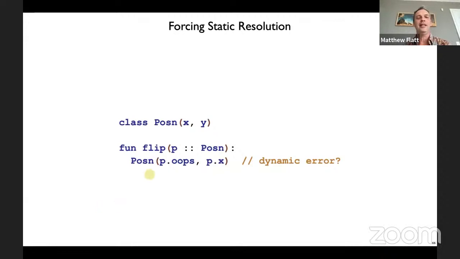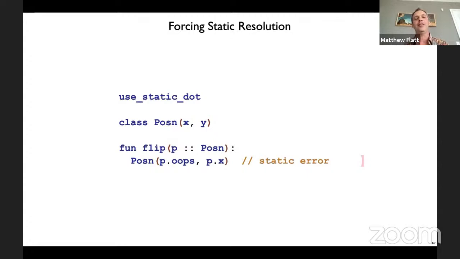So here, this is going to be a dynamic error, right? From the rule I just described. Even though I said P is a posin, I tried to get an oops. Well, there's not an oops in posin. Maybe there's a subclass of posin that has an oops. I don't know, but probably this is a mistake, right?